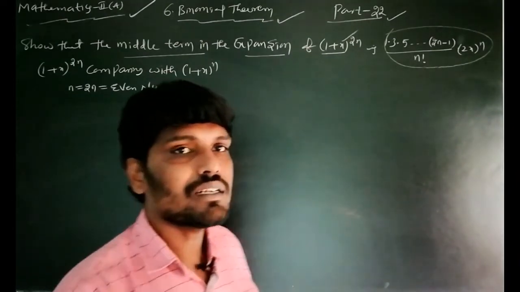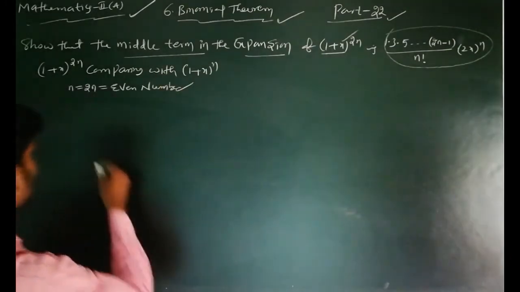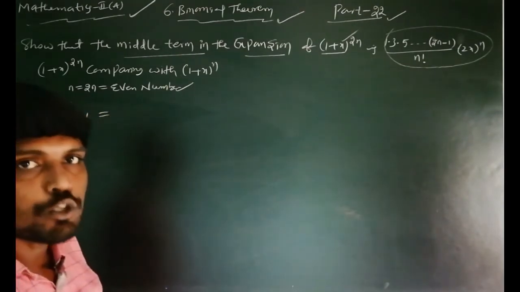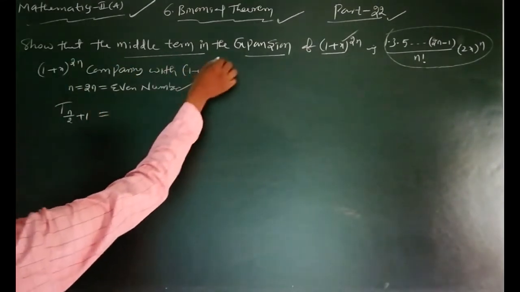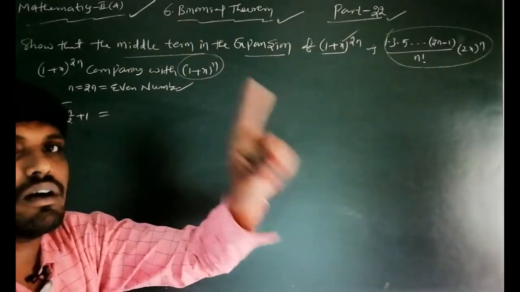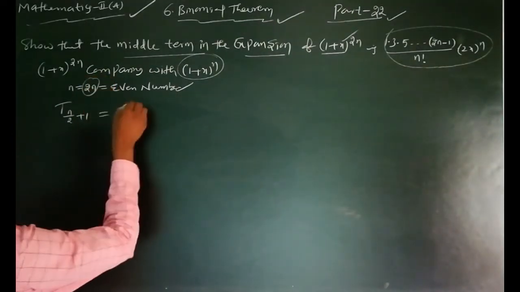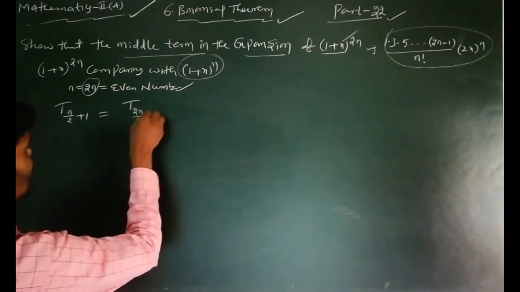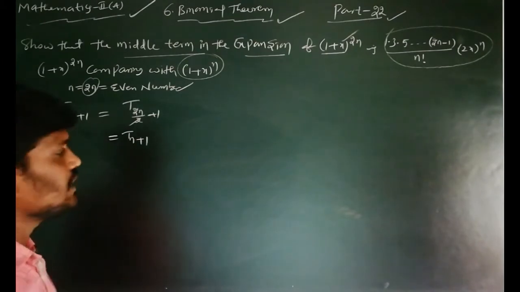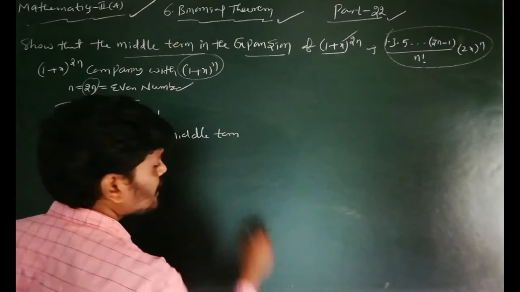The middle term concept was completed in previous classes. In that class, if n is an even number, only one middle term is there, that is T(n/2 + 1). What is the middle term? T(n/2 + 1) in the expansion of (1+x)^n. In this (1+x)^n, n is an even number, only one middle term, that is T(n/2 + 1). But here the n value is 2n. 2n/2 plus 1, the 2 gets cancelled, T(n+1). T(n+1) is the middle term of the given expansion.